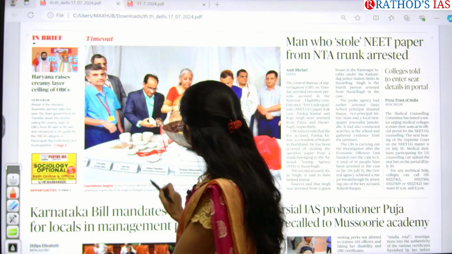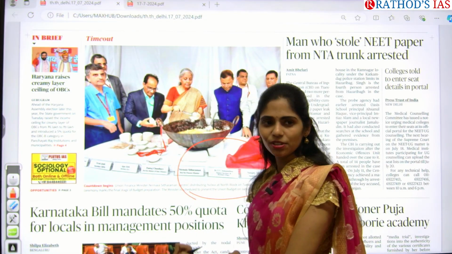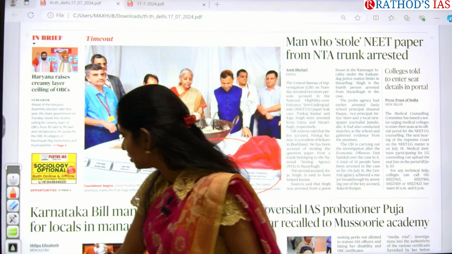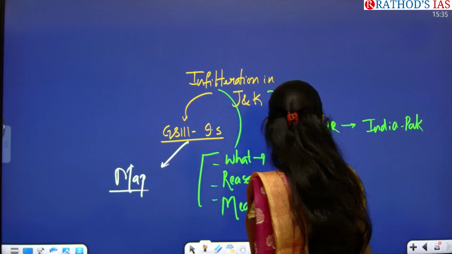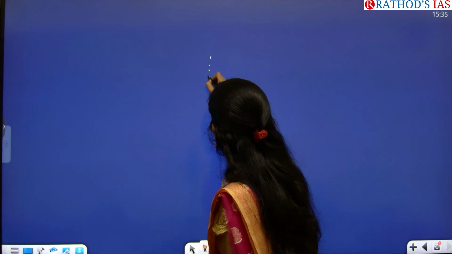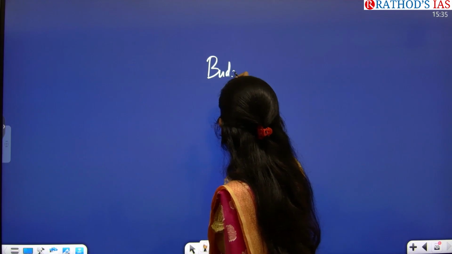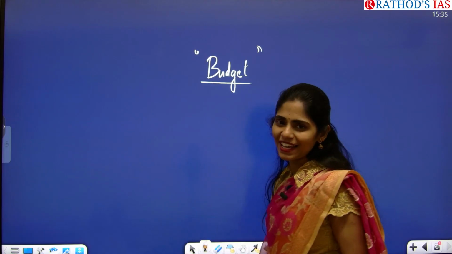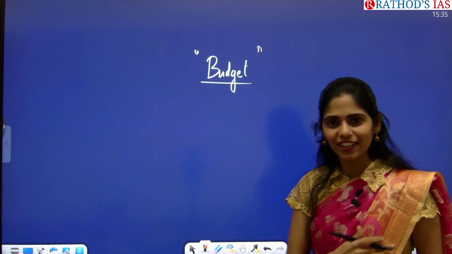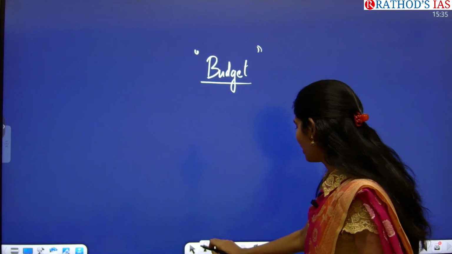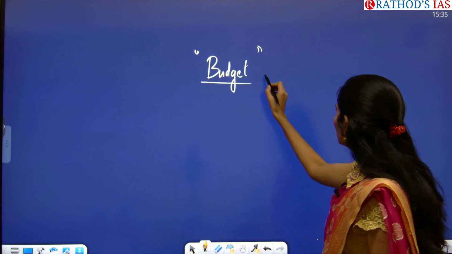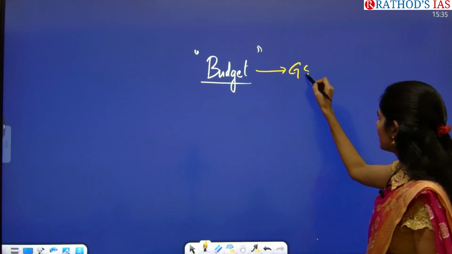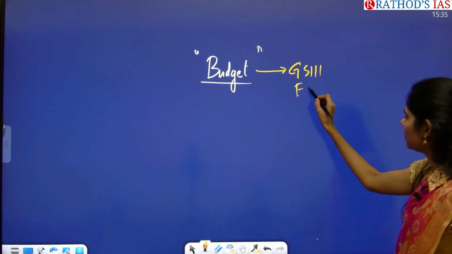Oh, can we connect this halwa ceremony with our syllabus or no? Yes or not? Yeah, from where exactly, Hema? Yeah, so this topic is related to budget. Till the budget is passed, we will be getting articles on budget for the next 1 month, so you have to be prepared. So where can we connect this? From GS paper 3, we have economy.